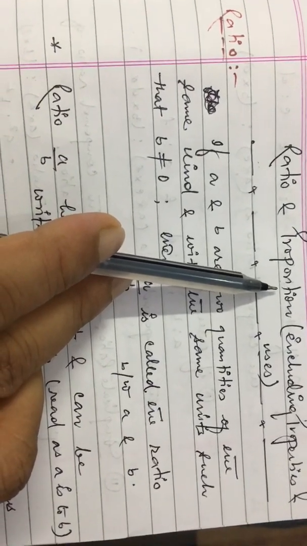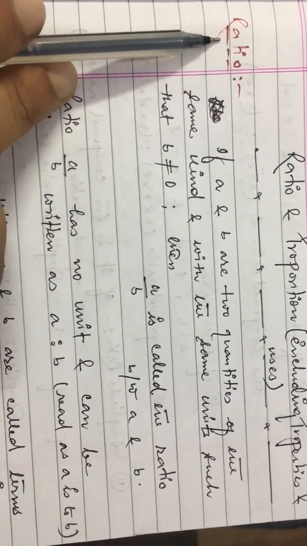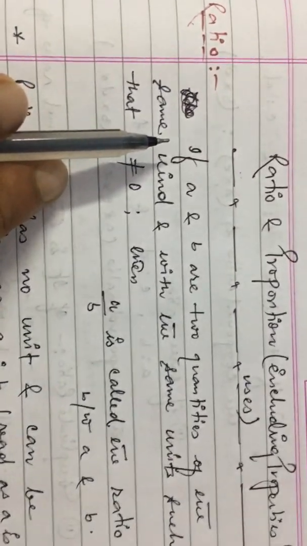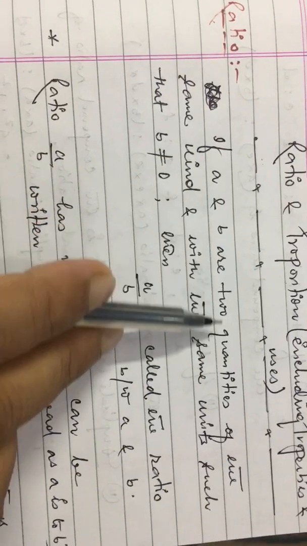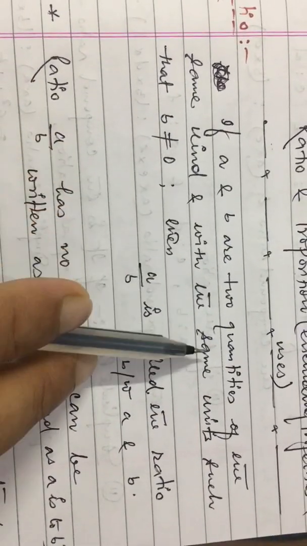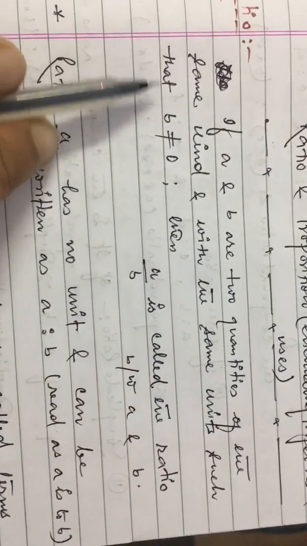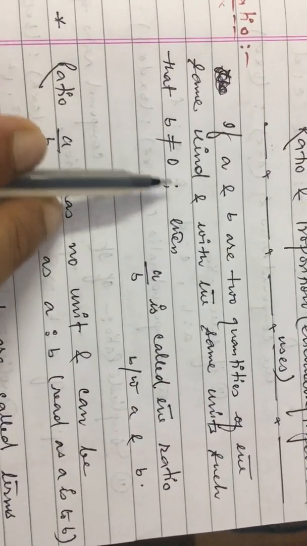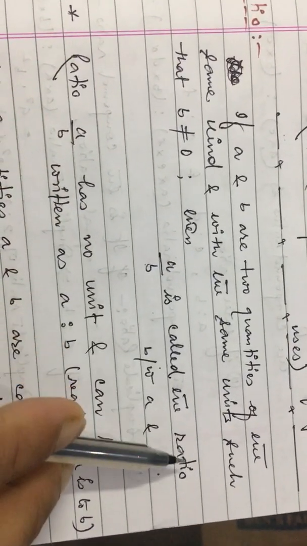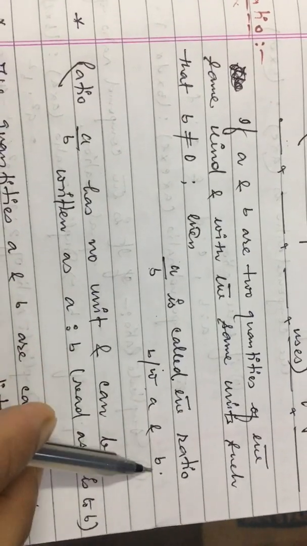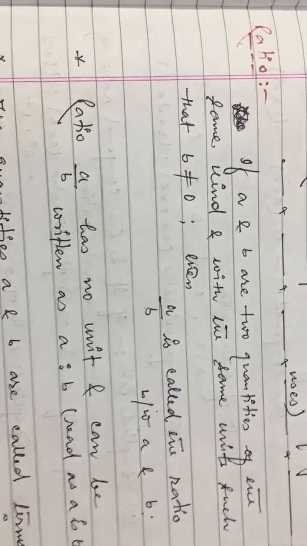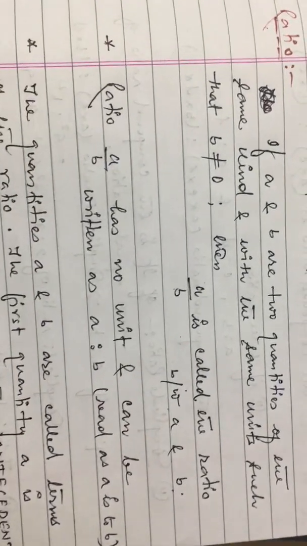First, let us understand the meaning of ratio. If A and B are two quantities of the same kind and with the same unit such that B is not equal to 0, then A by B is called the ratio between A and B. It means the first quantity by the second quantity is called a ratio.